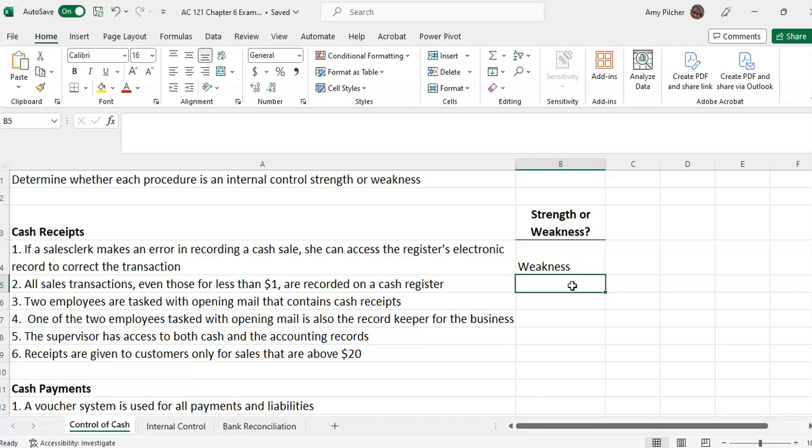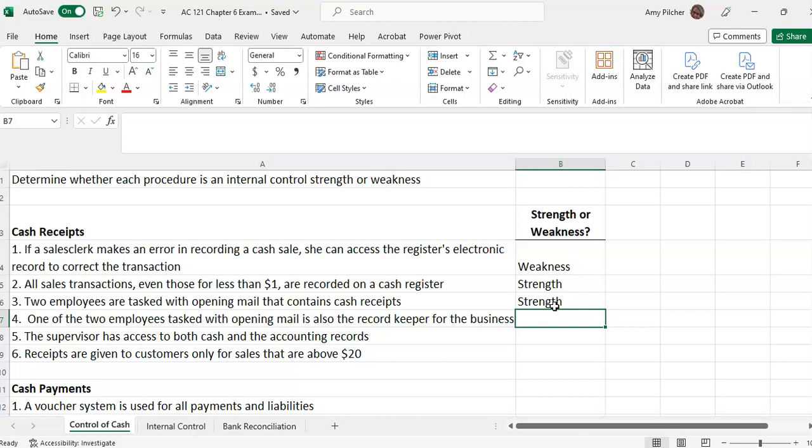Two, all sales transactions, even those for less than $1, are recorded on a cash register. This is a strength. We are making sure we have good documentation of every single transaction. And by recording it on a cash register, we have records within the cash register. Okay. Next, two employees are tasked with opening mail that contains cash receipts. This is a strength. So if you remember, this was actually one of the examples given in Chapter 6 as a way to provide internal control.